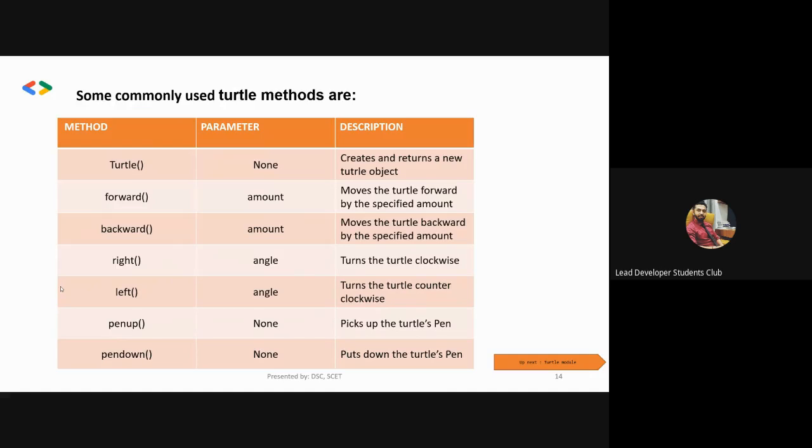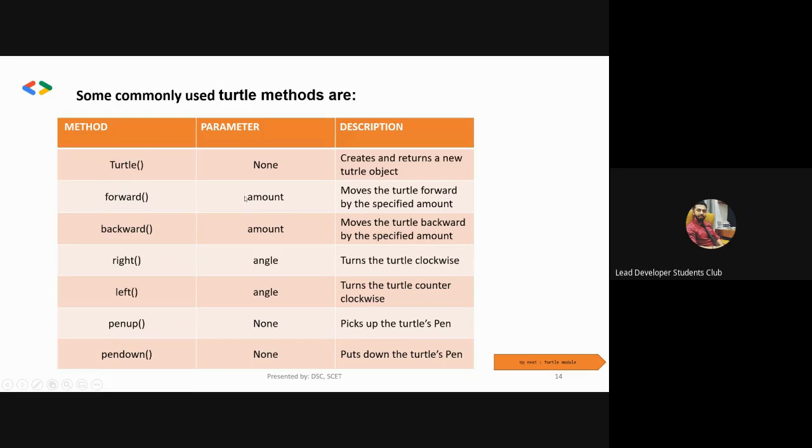To make a turtle object, the turtle method is used. With this turtle method, you will be able to form a turtle object. Next, what we have is the forward function. Once the turtle object is made, you can use this forward to go in the forward direction using turtle.